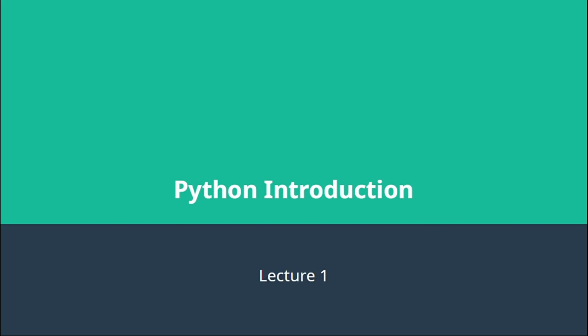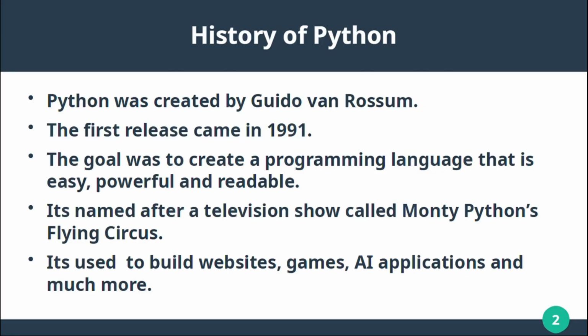Today will be the first lecture of this series and today I am going to give you a basic introduction regarding the Python programming language. So let's get started. Python was created by Guido van Rossum. Its first official release came in 1991. The goal was to create a programming language that is easy, that is powerful, and that is readable.